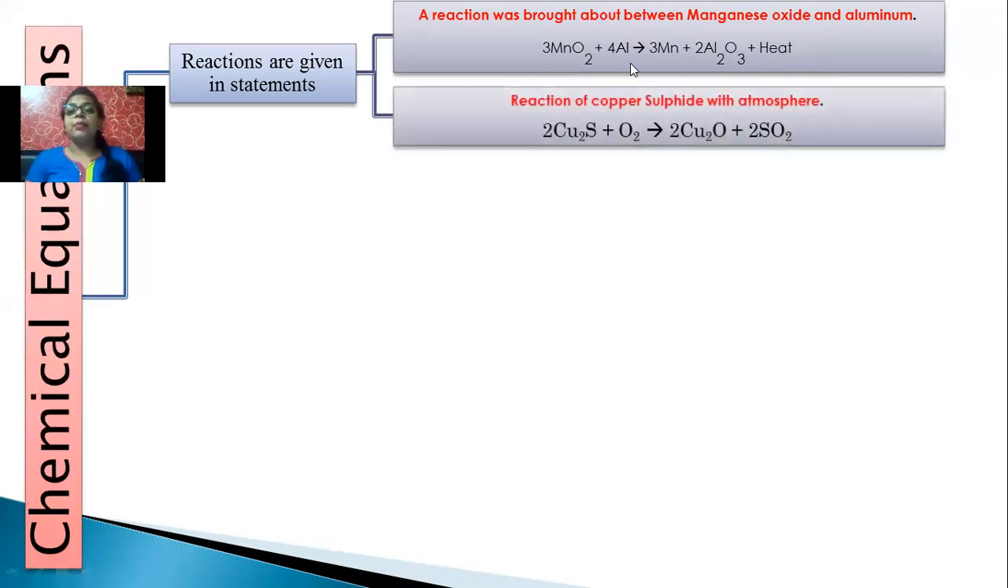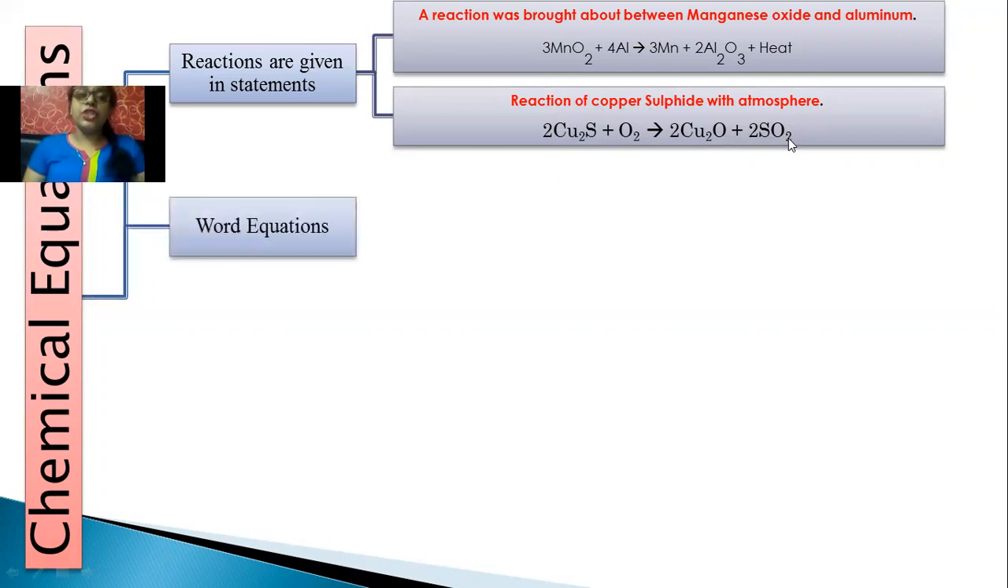Let's see one more example over here. Reaction of copper sulfide with atmosphere. Now students, atmosphere is nothing but reaction of something with oxygen. So which is that something over here? It is copper sulfide. Copper sulfide is Cu2S plus oxygen, that is O2. When this reacts with oxygen, we will get Cu2O, that is copper oxide, along with sulfur dioxide, that is SO2. Right? This is one type of question.